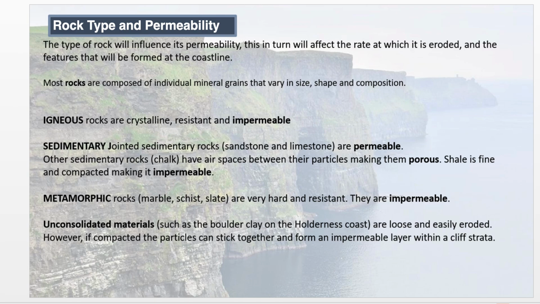So it depends. You cannot categorise the three main types of rocks based on whether they are permeable or impermeable, because again, it's more complicated than that. Apart from to say that igneous rocks are impermeable, sedimentary rocks can be permeable, porous, or impermeable depending on how compacted they are. And metamorphic rocks are, generally speaking, impermeable. But this does not mean they are not eroded. So be careful when you talk about rocks. All rocks are eroded if they come in contact with the sea. It's just the rate of erosion and how easy it is for the sea to erode, and that is a factor here.